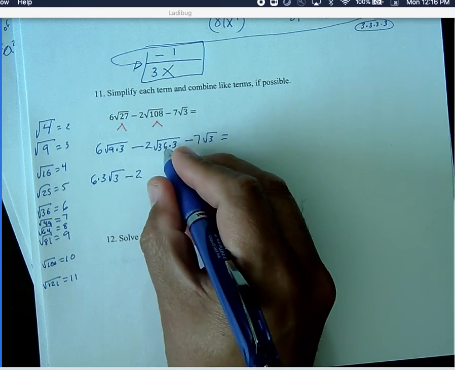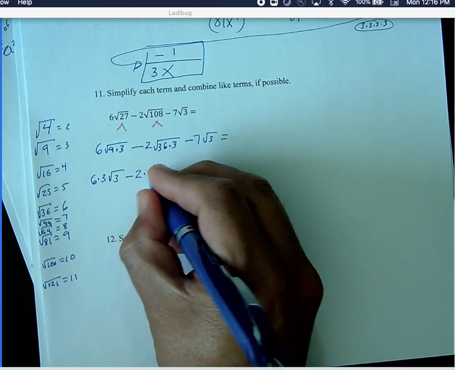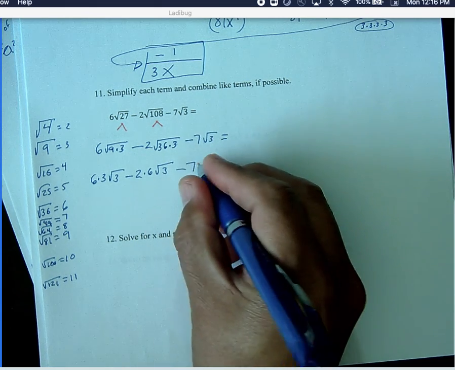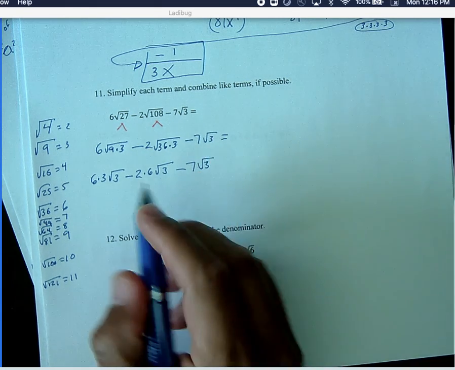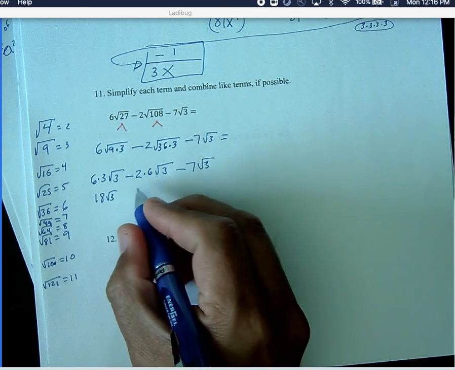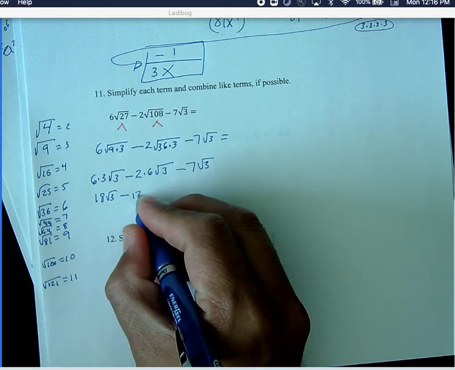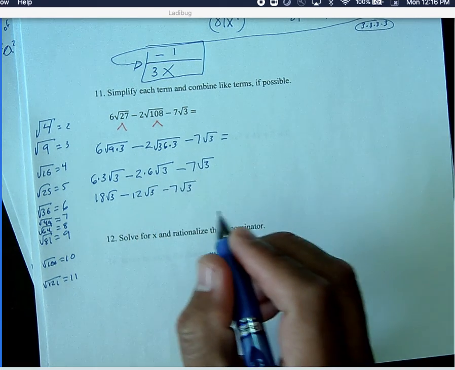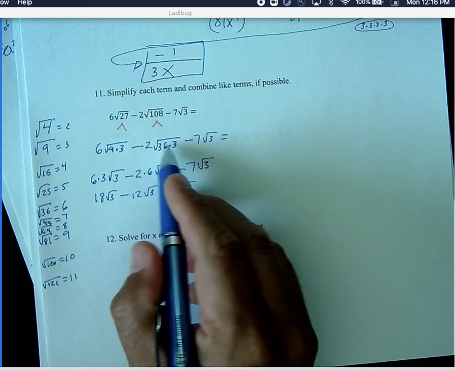Minus 2 square root of 36 would be 6, and then that one stays inside, and then this. So 6 times 3 is 18, square root of 3. 2 times 6 is 12, square root of 3, minus 7, square root of 3. So we have simplified the radical.